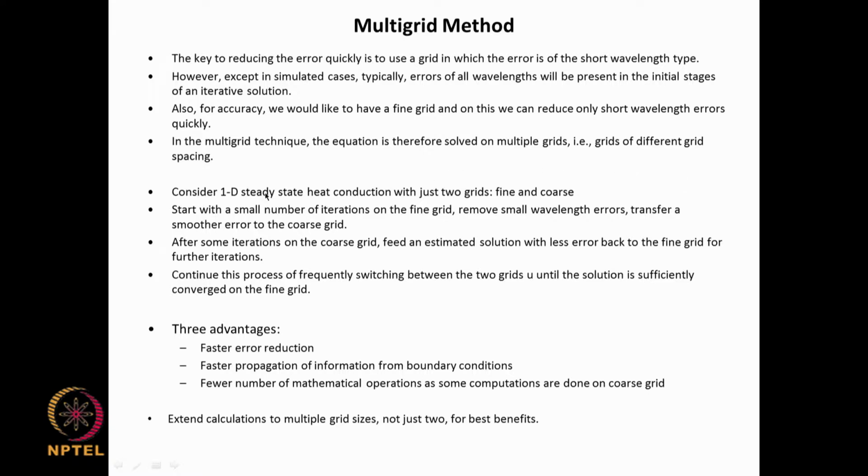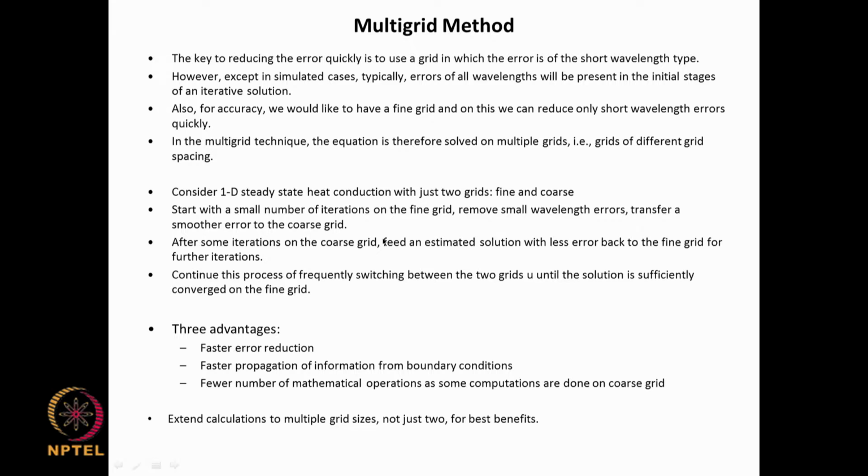Consider the 1D steady state heat conduction equation with just two grids, one fine grid and a coarse grid. You start with a small number of iterations on the fine grid, remove small wavelength errors, and transfer a smoother error onto the coarse grid. After some iterations on the coarse grid, you have reduced the large wavelength error somewhat, and then you have a different error distribution than what you had at the end of the fine grid solution.